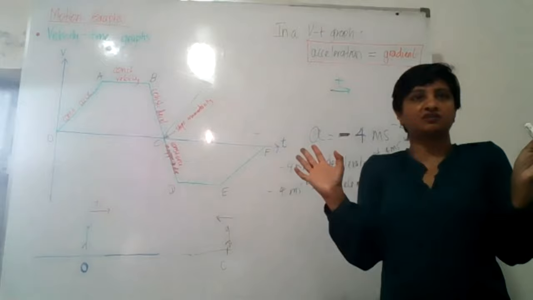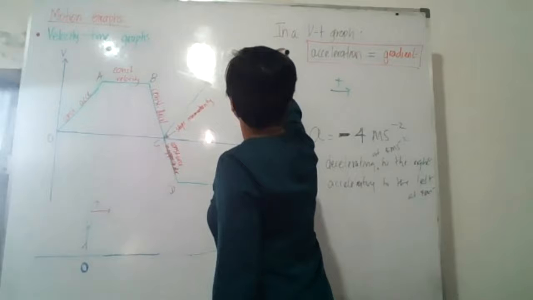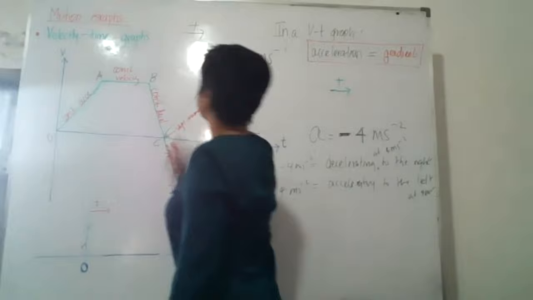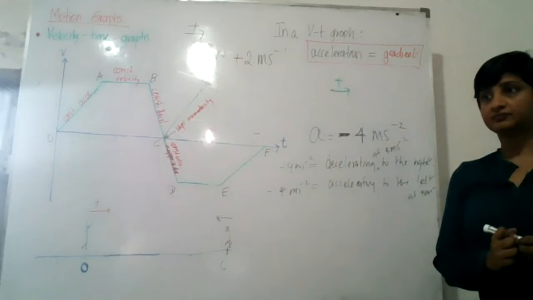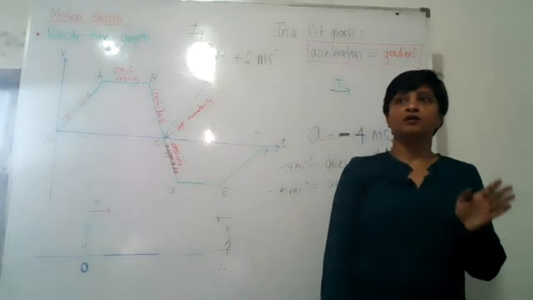If you have positive 2 meters per second, it means I'm taking this side, to the right, as positive. Interpret this in words. A constant velocity of plus 2 meters per second. This man is moving, so my positive direction is right. Is that right?